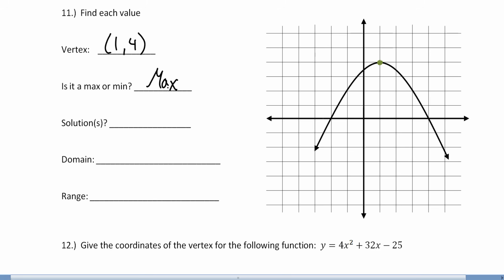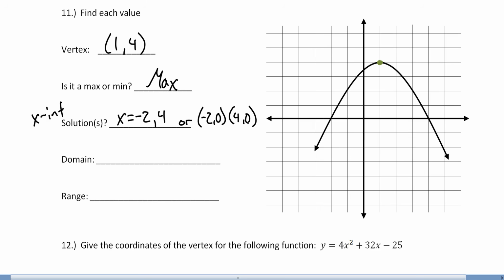And then the next thing asks for the solutions, which really is just asking for the x-intercepts. If we wrote them as solutions, we'd probably say x equals negative 2 and x equals positive 4. Okay, those are the x-intercepts. Or you can write them as ordered pairs, that would be fine as well. You just write it as negative 2, 0 and 4, 0. Okay, but solutions and x-intercepts are really the same thing.